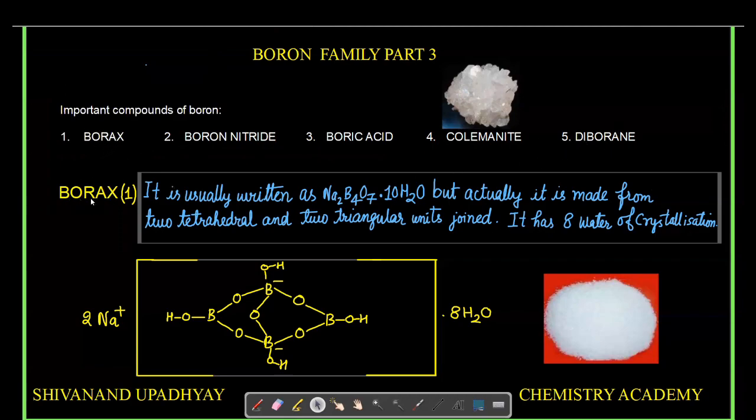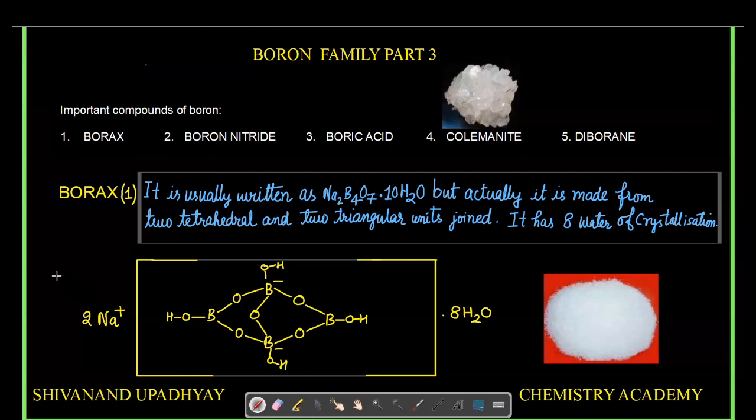So we are starting with borax, right? It is usually written as Na2B4O7.10H2O, but actually it is made from two tetrahedral and two triangular units joined. It has 8 water of crystallization. This is the powdered form, or this is the borax. It is a crystal, small crystals. It looks like a soft snow-like thing. So this is the crystal of borax, and the formula of borax is Na2B4O7.10H2O, but it's very simple to remember it.